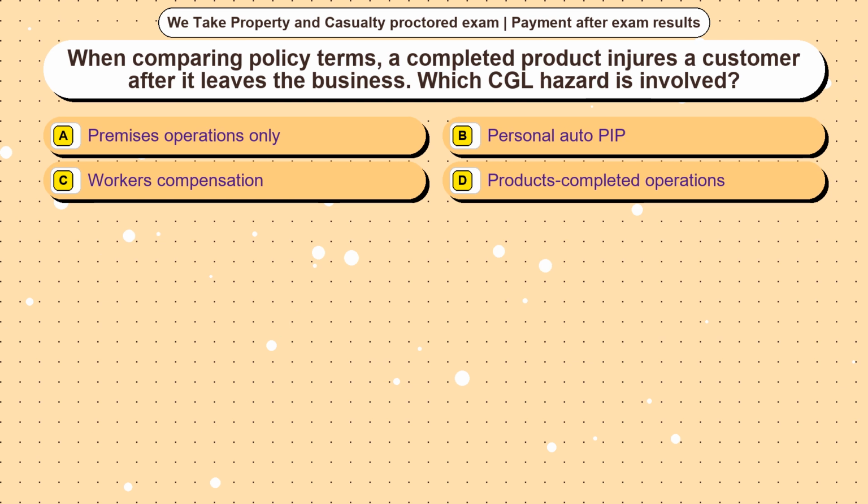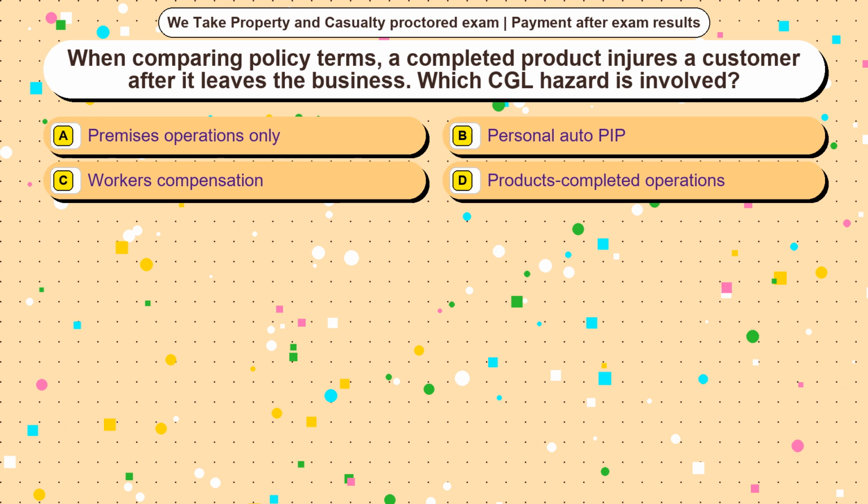Question 4. When comparing policy terms, a completed product injures a customer after it leaves the business. Which CGL hazard is involved? Option A, premises operations only. Option B, personal auto PIP. Option C, workers' compensation. Option D, products completed operations. The correct answer is option.